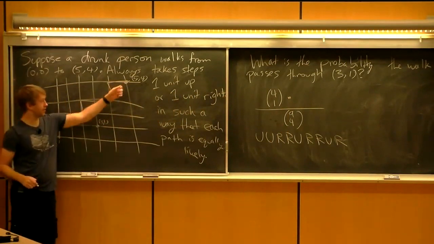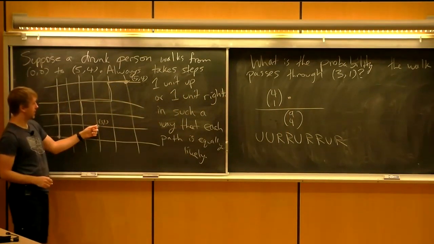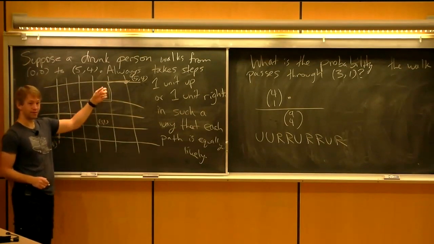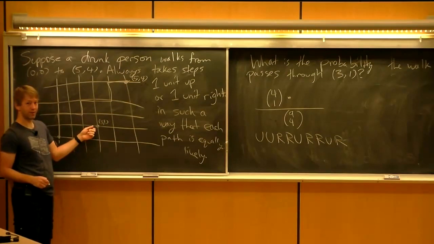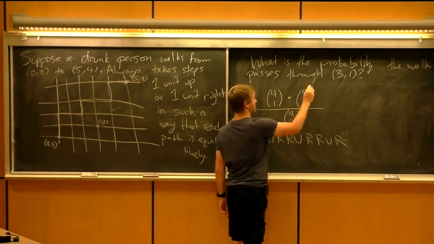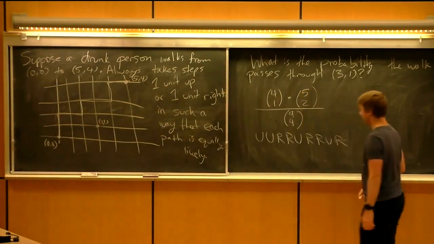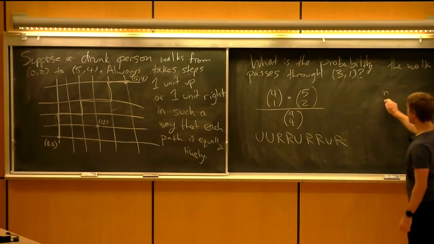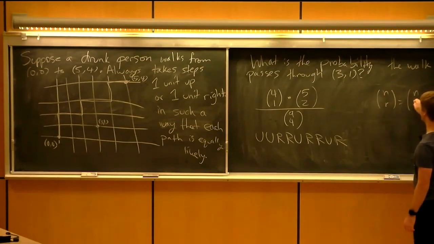From here to here, how many steps am I going to take? I'm going to take 2 to the right and 3 up. So 5 steps total, and 2 of them are going to be to the right. So 5 choose 2 or 5 choose 3, whichever you prefer. So that ends up being your answer. It's the same as 4 choose 3. So generally, n choose r is the same thing as n choose n minus r.